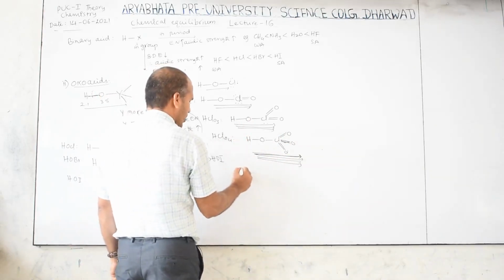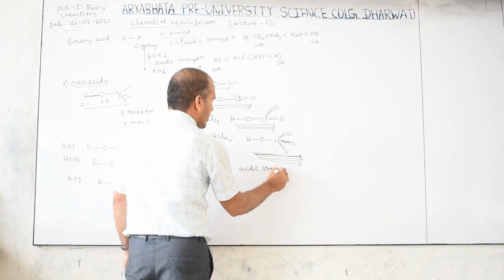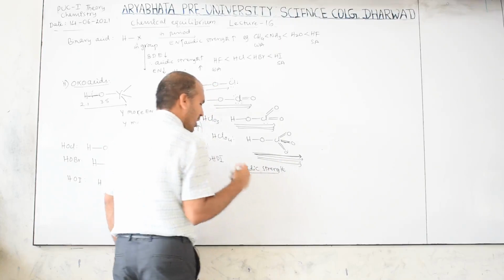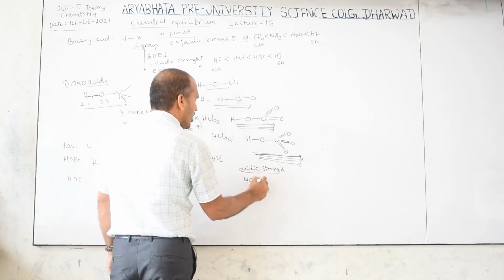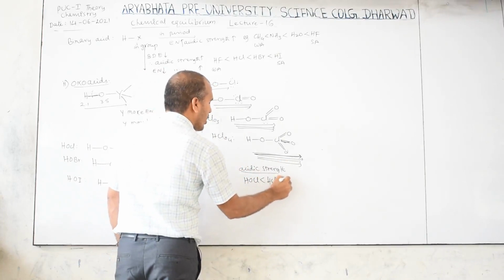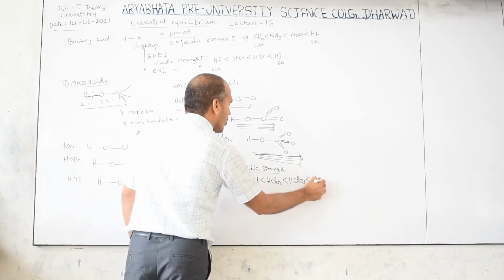Acidic strength. This also comes in the second year P block elements. That time again no one explained. Now you have to listen carefully. HOCl, HClO2, HClO3, HClO4.